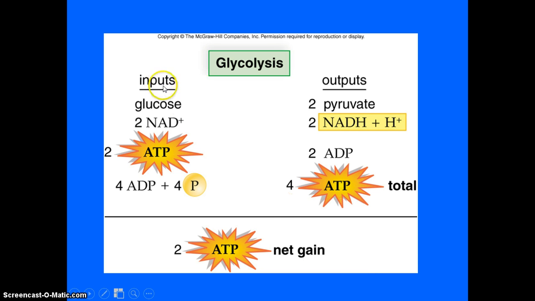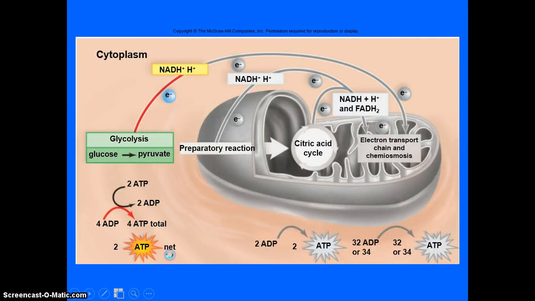So you'll see here that the inputs are glucose, 2 NAD pluses, 2 ATPs, 4 ADPs, and 4 phosphates. Our outputs are going to be 2 pyruvates, 2 NADHs and H pluses, 2 ADPs, and 4 ATPs total. We start with 2, put in 2, we get out 4, so we end up with a net gain of 2 ATPs in glycolysis. And here, again, with the diagrams, you'll notice that it's in color, so this is what's occurring outside the mitochondria in the cytoplasm, and it's going to go in to feed the other reactions.